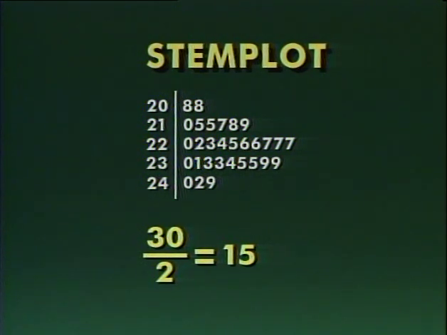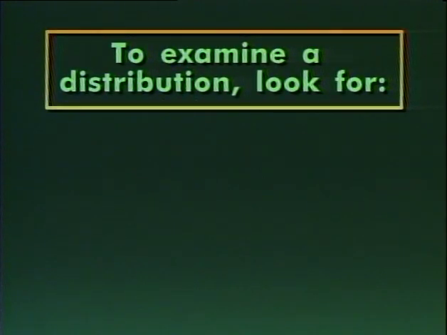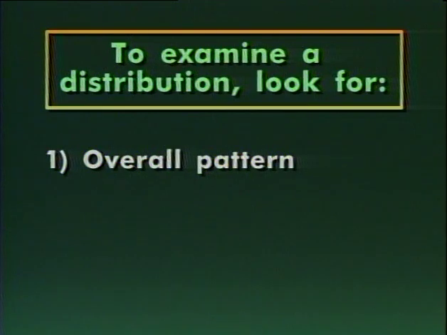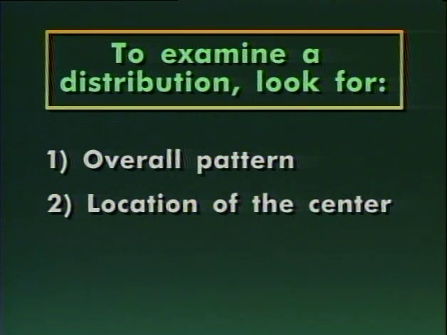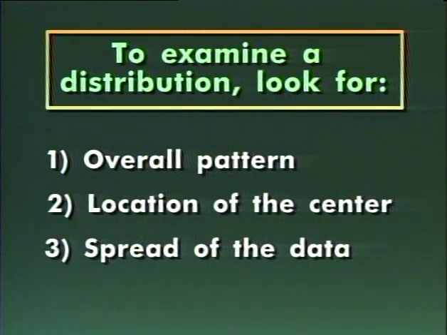Finally, how spread out is the distribution? Well, the 30 data points range from 20.8 inches to 24.9 inches. The largest and smallest observations give a good start toward describing the spread. In summary, here are the things to look for in any picture of a distribution: the overall pattern, for example, a single peak with symmetry, the location of the center, and the spread of the data. Let's apply our new tool, the stem plot, and our tactics for looking at distributions to another situation.